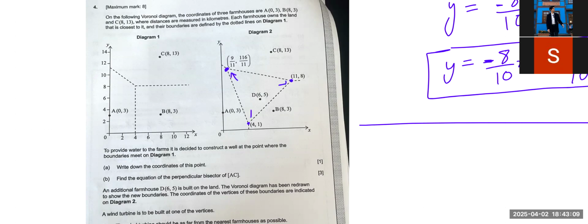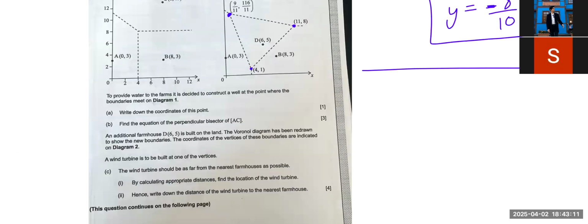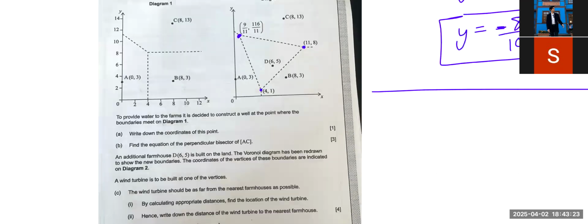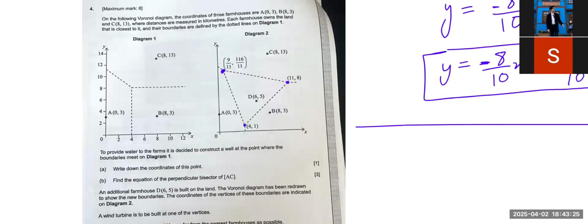Now, what decision are we making? We're saying that we want to make sure that it is as far from the nearest farmhouses as possible. So, for example, if we make it at this point, the distances to the nearest farmhouses would be this, this, and this, right? Because those three would be the nearest farmhouses in that case. If we build a wind turbine at this point, the nearest farmhouses would be D, C, and B. And these would be equidistant, of course, because that's how Voronoi diagrams work.